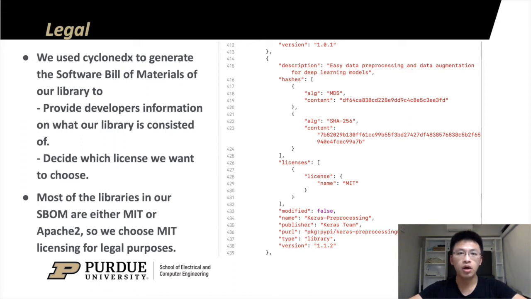The SBOM also helps us decide which license we want to choose. Given that most of the libraries in our SBOM are either MIT or Apache 2 licensed, we choose the MIT license for our library, so it could meet all the legal requirements and still be open sourced.